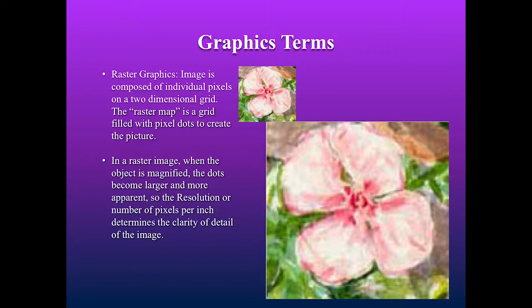Raster graphics. The image is composed of individual pixels on the two-dimensional grid. Your raster map is a grid that is filled with pixel dots to create the picture. So in a raster image, when the object is magnified, the dots will become larger and more apparent. The resolution, or number of pixels per inch, determines the clarity of detail in the image. So you see, if you make it bigger and bigger and bigger, it doesn't look good because it doesn't have the detail you need.